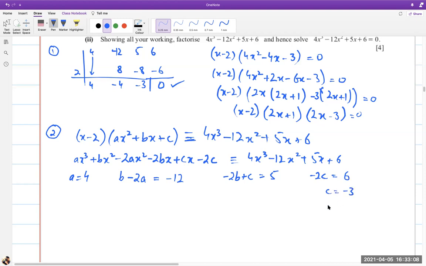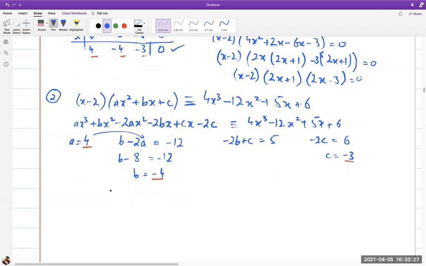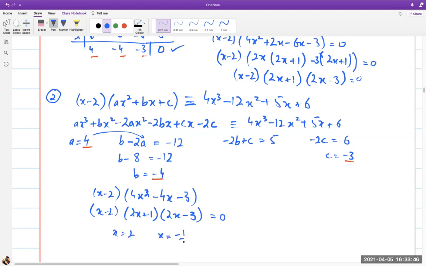So this tells me that c is minus 3, and from this one I can figure out that b is minus 8 plus... why? Because 4 I plug in over here, and b is equal to minus 4. Notice that these numbers are exactly the same numbers that I found over here, and they should be. So now my answer is x minus 2 and 4x squared minus 4x minus 3, which I further factorize, and I will end up with this. And that will give me x equal to 2, x equal to minus 1 by 2, and x equal to 3 by 2.